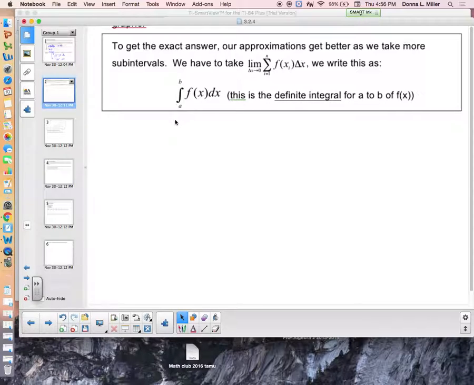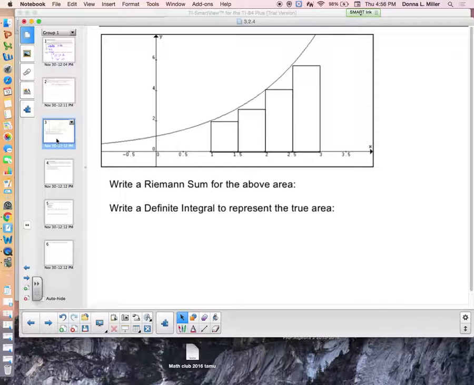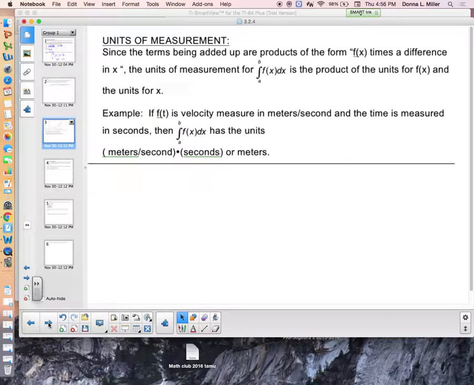A to b would be numbers. In our case, it was 0 to 2. So I'm finding the area as x goes from 0 to 2. So if I want to write the definite integral to represent the true area of this curve, I don't know the function. Did it tell me what the function was? No, that's a good question. We're going to call it a generic f of x, I guess.